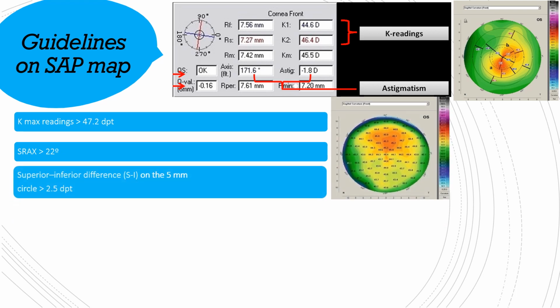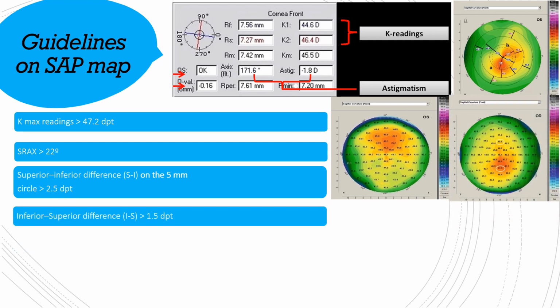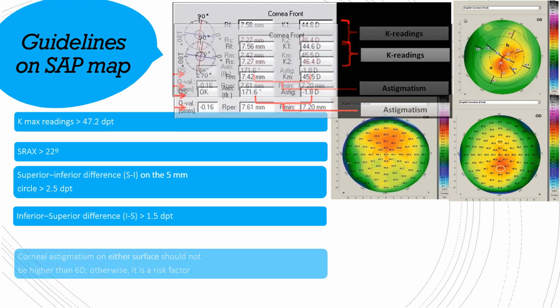Then you need to look at the superior inferior difference. It should be less than 2.5 diopters. Like the superior one is here on the 5 mm ring, and the inferior one is here at the 5 mm ring, and the difference should be less than 2.5 diopter. Then the inferior superior difference, like the inferior one is here and the superior one is here, that difference should be less than 1.5 diopters.